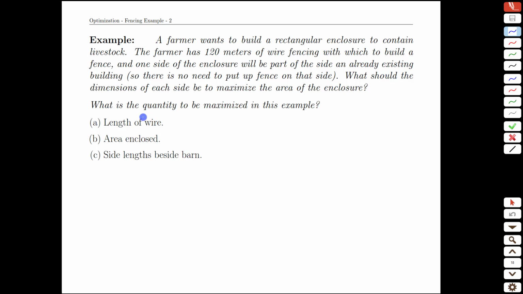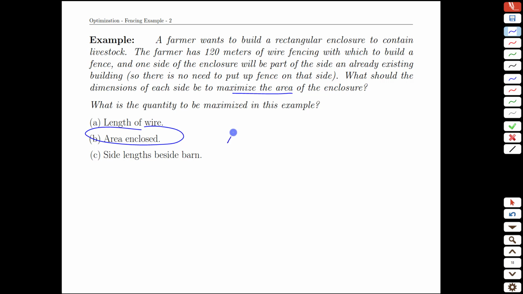The first thing in any optimization problem is to figure out what your actual goal is. What are you looking for as the end product? And here we want to know specifically what's the quantity that should be maximized in this example. Take a moment to think about it, and then we'll check in. All right, notice that there's a number of different elements in the paragraph describing the problem, but the key phrase is this last sentence. What should the dimensions of each side be to maximize the area? And that tells us right away that the area is what we want to maximize.